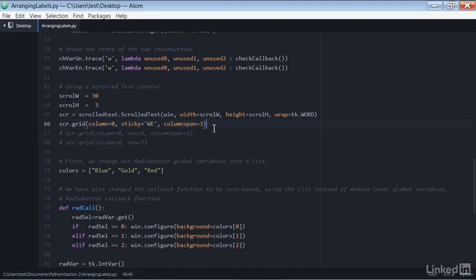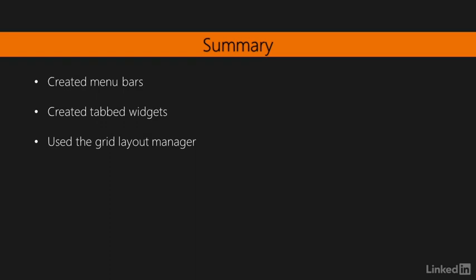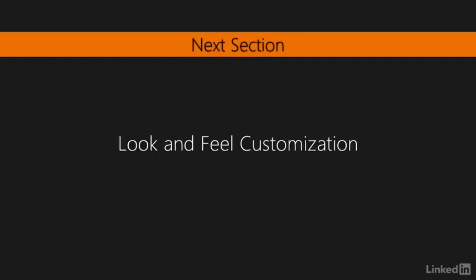This brings us to the end of this section. We saw how to arrange several labels within a label frame, and then used padding to add space. After that, we saw how widgets dynamically expand the GUI and aligning the GUI widgets by embedding frames within frames. We then created menu bars, tabbed widgets, and finally used the Grid Layout Manager. In the next section, we'll customize the look and feel of our GUI form. See you around!